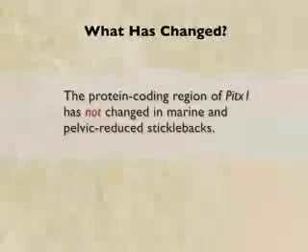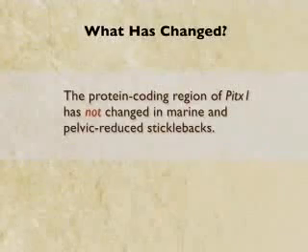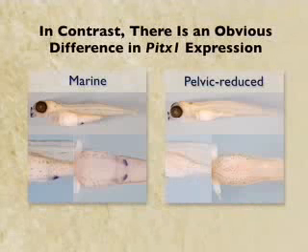If you completely eliminate the PITX1 gene in a mouse, you shrink the hind limbs, but the mouse dies at birth with pituitary abnormalities and jaw abnormalities, craniofacial defects. In some ways, that doesn't look very promising for trying to use this gene to evolve a new structure in populations that are subject to a full range of fitness constraints in the wild. On the other hand, if you look at what's happened to the PITX1 gene in sticklebacks, the protein coding region of the gene has not changed at all in marine and pelvic-reduced sticklebacks.